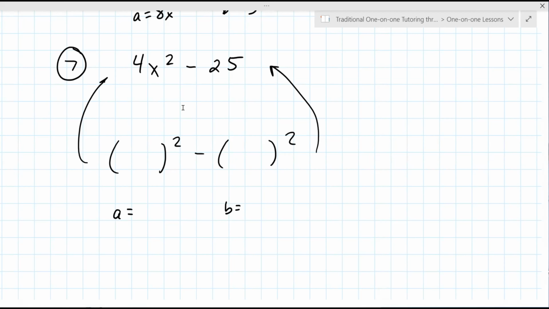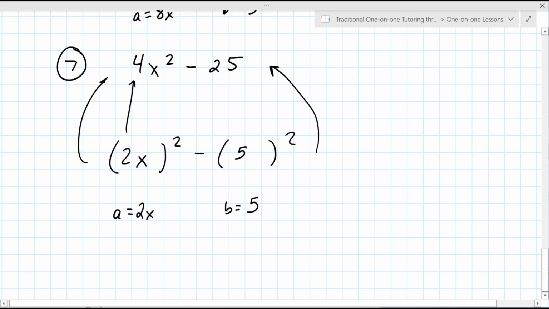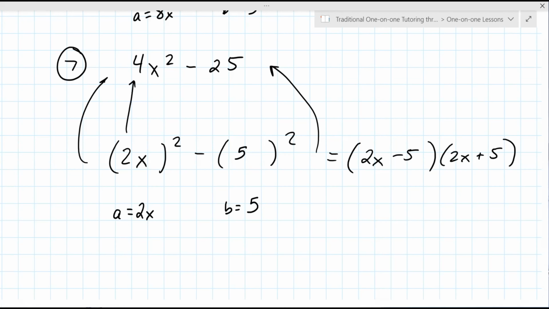Is it 2 plus 5 and then 2 minus 5? Well, the 2 gets you back to 4, but you need to get to x squared. So what else needs to go in here? X, 2x. So yeah, your A is 2x and your B is 5. So 2x minus 5, 2x plus 5. I added the X, but then I was like, they took it out right after.